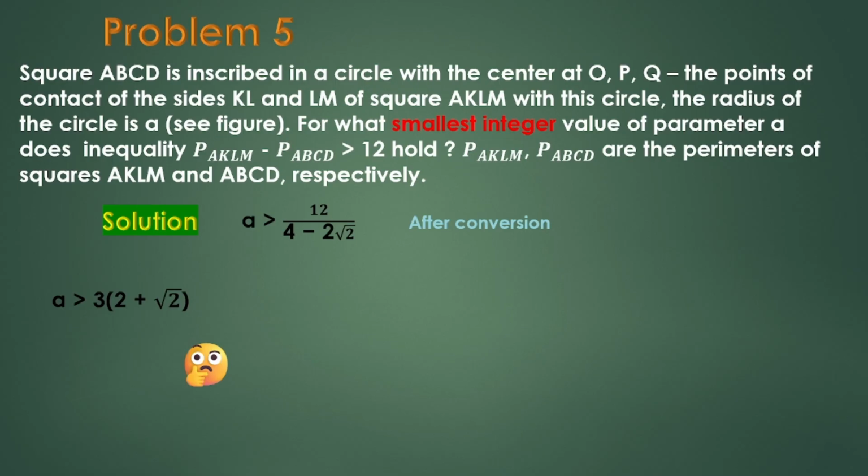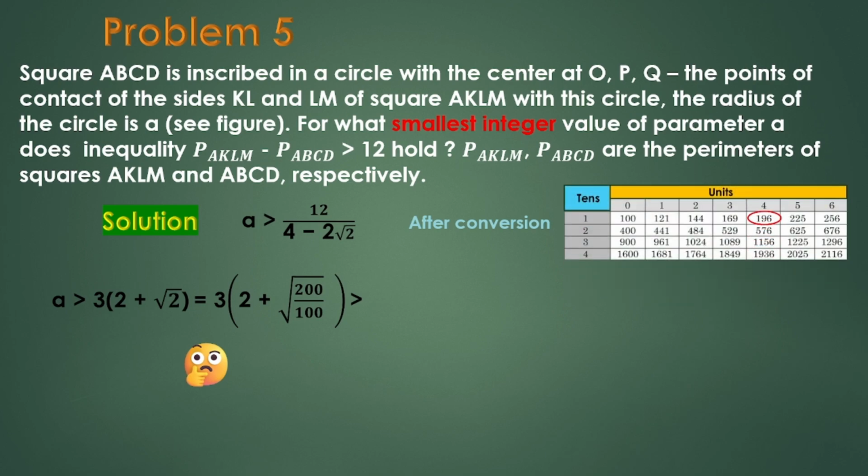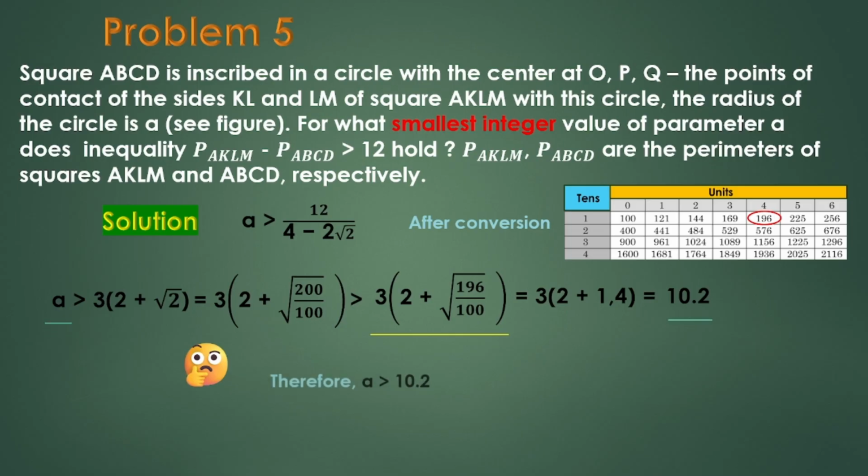Now, what should we do next? We should write root 2 as root 200 divided by 100. Now we look at the square table, and we understand that the closest number to 200, which will be less than it, is 196. So I rewrite this expression as follows, and I calculate it. It will be equal to 10.2. Therefore, a is greater than 10.2. The smallest integer that is included in this inequality will be 11. This is our answer.